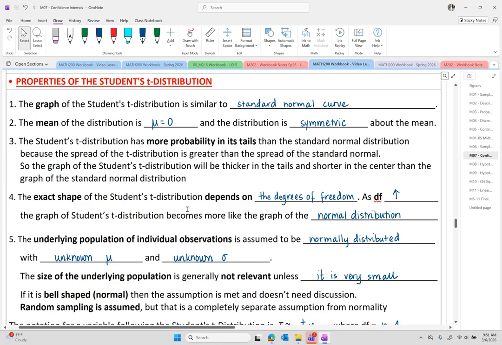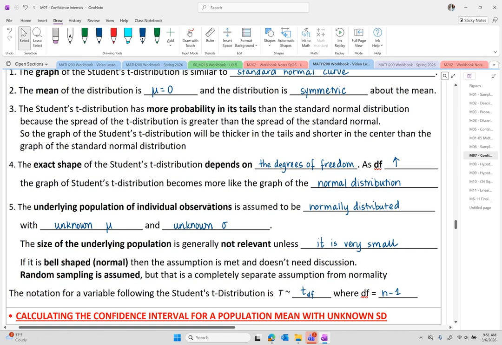As the degrees of freedom increase, then your graph of the t distribution will become more like the graph of the normal distribution. The underlying population must be normally distributed, especially because usually you will not have large enough n. You will not know the mean and the standard deviation, so you will be creating a confidence interval using your sample mean as your point estimate and the sample standard deviation as an estimate for the standard deviation of the population.